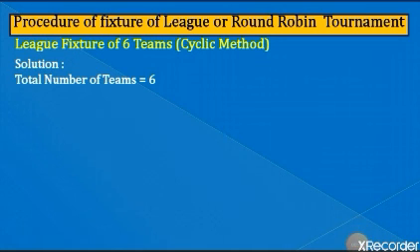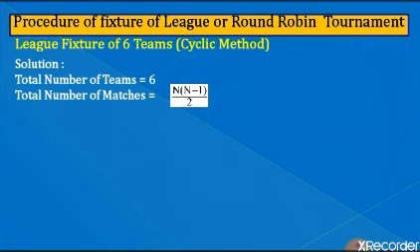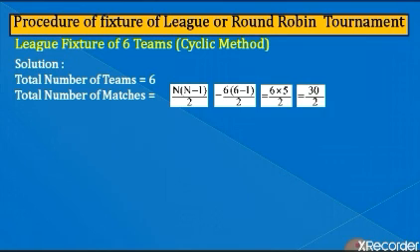First we write the total number of teams. Here the total number of teams n is 6. In the next step we calculate the total number of matches. The total number of matches is calculated by n(n-1)/2, where n represents the total number of teams. 6 into (6 minus 1) by 2, 6 into 5 by 2, 30 by 2. Hence 15 matches will be in the tournament.